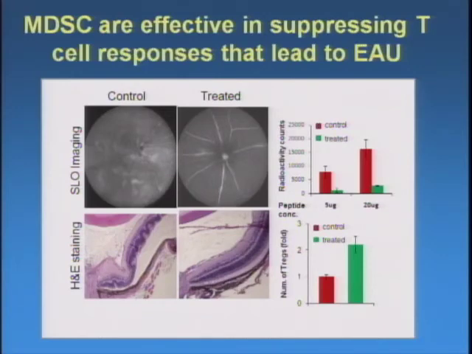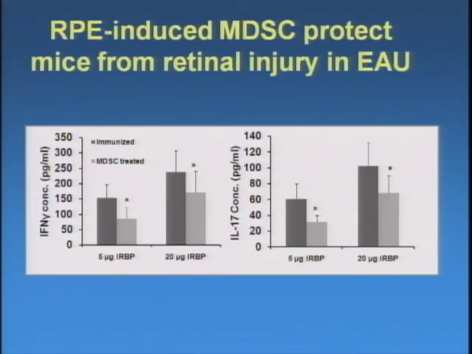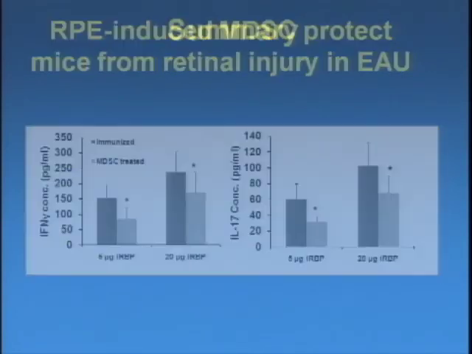This is one of the pictures showing a control mouse, and this is a treated mouse. Those are representative histology of the treated and untreated mice. You see the typical photoreceptor folding in the mice with EAU. And those are the thymidine incorporation assays showing that treated mice had much less T cell proliferation, and treated mice also had increased FOXP3 Treg cells in their lymph nodes. And this is just a recall assay showing that the treated mice have depressed Th1 and Th17 responses.